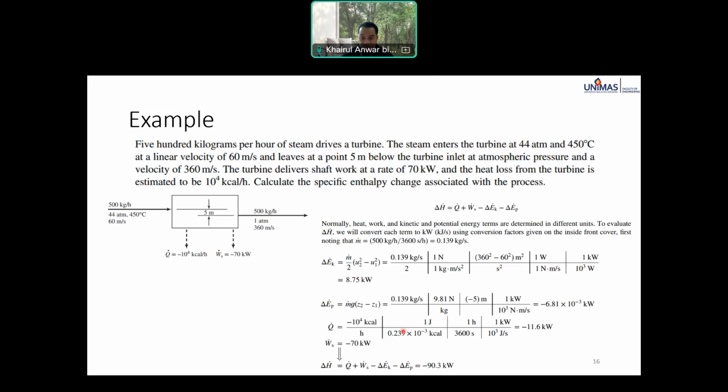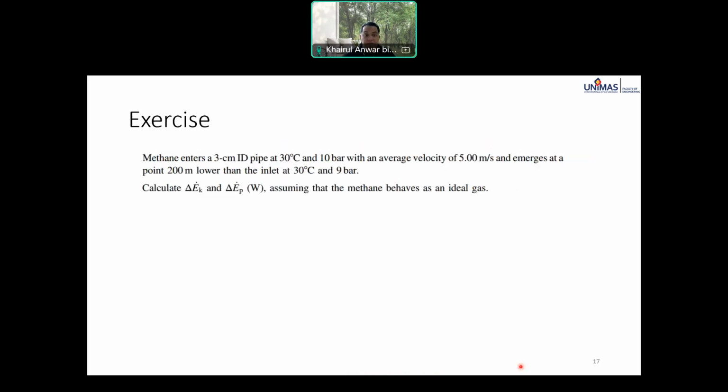Q, because we need to make sure the units are the same. See here, that's why they do this unit conversion, to get kilowatts. Shaft work, yes, is in kilowatts only. So delta H, the enthalpy change, equals this equation; substituting inside, we can get negative 90 kilowatts.